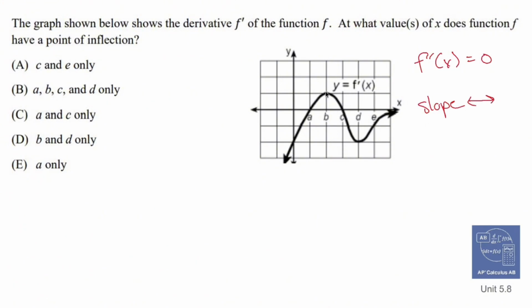Where does that happen? Well, it happens at B where it changes from positive to negative, and it happens at D where it changes from negative to positive, and nowhere else. So B and D are going to have a horizontal slope, which means the derivative of the derivative is 0 at B and D. Interesting problem. I like it.